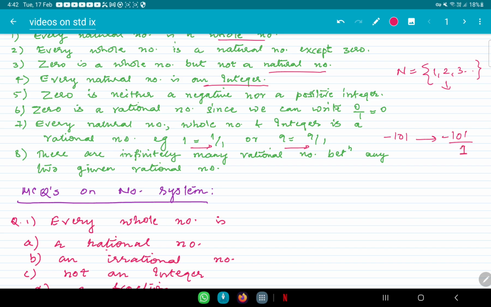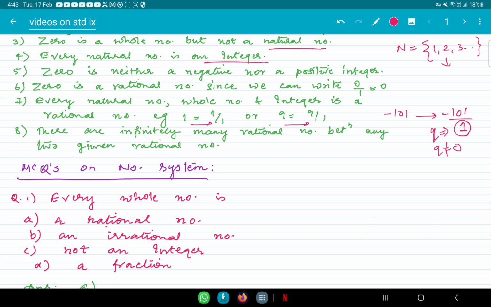And since here we are doing it purposely, we want to show that it has some value of q. Yes, q can be represented in the form of 1, meaning q is not equal to 0, and since q is not equal to 0, it will be a rational number. There are infinitely many rational numbers between any two given rational numbers. So we can't say that there are only 2 or 3 rational numbers between 2. There are so many. This we will see in further videos.